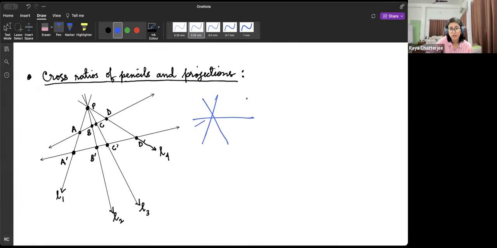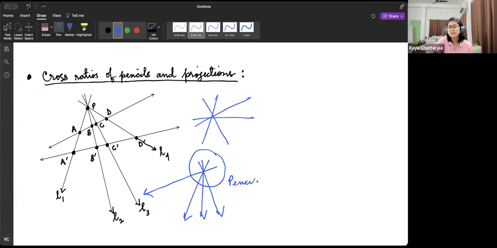which are concurrent, okay, this is a bad diagram actually. If you have 4 lines like these, then we call this collection a pencil. It does not necessarily have to be 4 lines. It can be any number of lines, but they have to concur at a point. So we call that a pencil of lines. And the best thing about pencils is that we can project cross ratios in a pencil. So let's see how that happens.